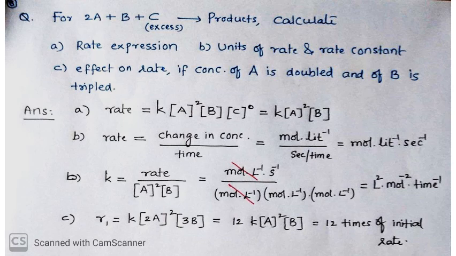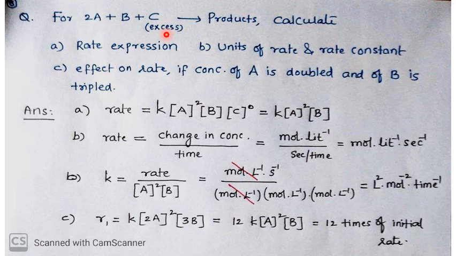Next question is given. Check the answer. You can understand, I hope. For 2A plus B plus C excess products, calculate the rate expression, units of rate constant, and effect on rate if concentration of A is doubled and of B is tripled. So read the question and try to calculate. Actually for elementary, some error is there in the question, so just consider it is an elementary reaction. Now you can proceed.